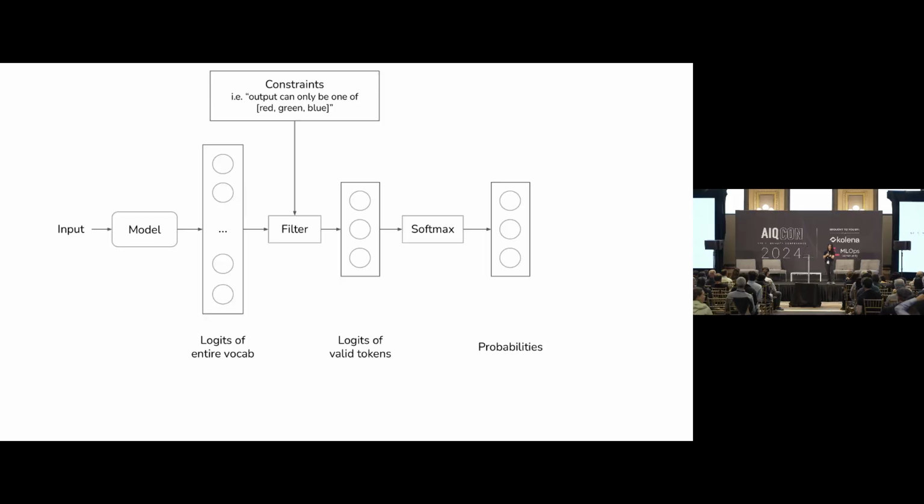Here's an example of what a very simple constraint sampling could look like, but because of time, we won't go into it. Basically, you put it before the sampling layer and sample only from the valid tokens instead of all the tokens.